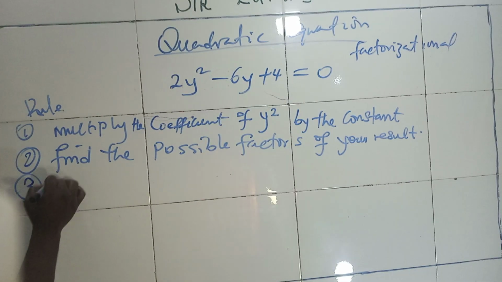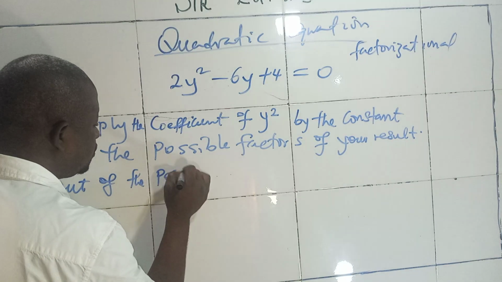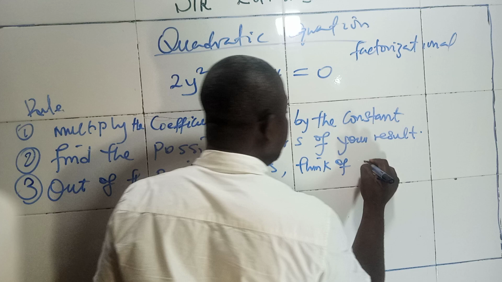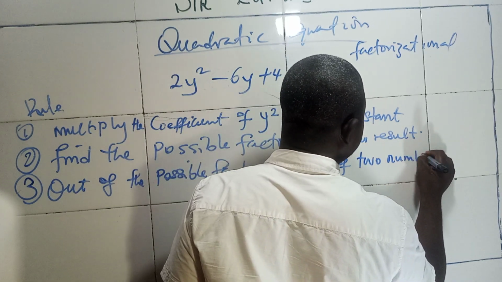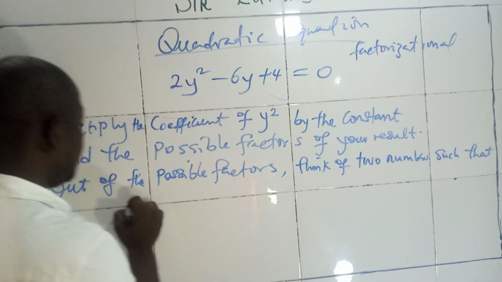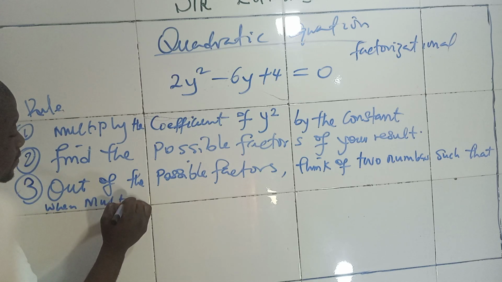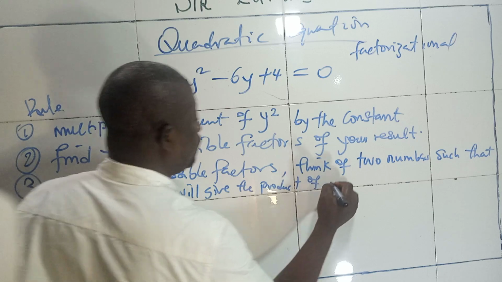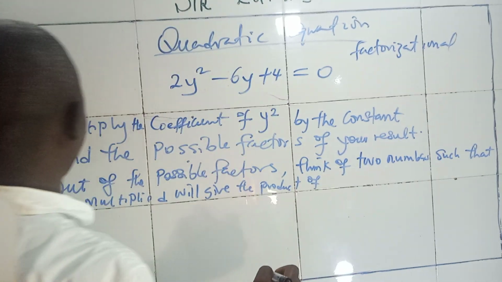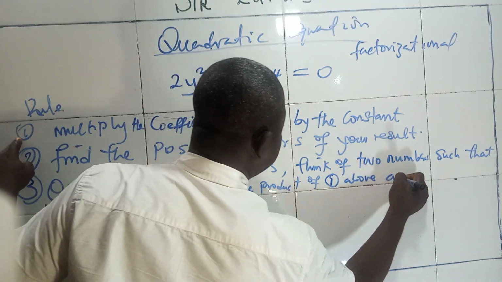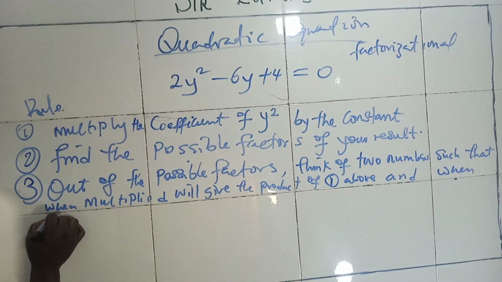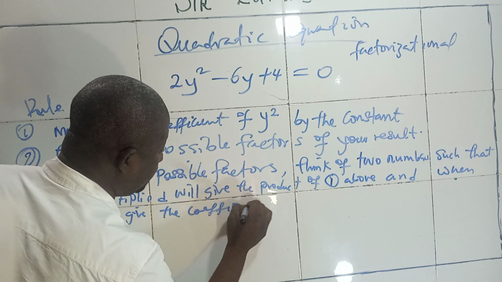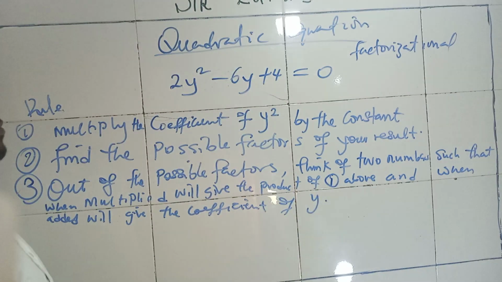I'll call it rule 3. Out of the possible factors, think of two numbers such that when multiplied will give the product of the coefficient, the product of rule 1 above, and when added will give the coefficient of y.